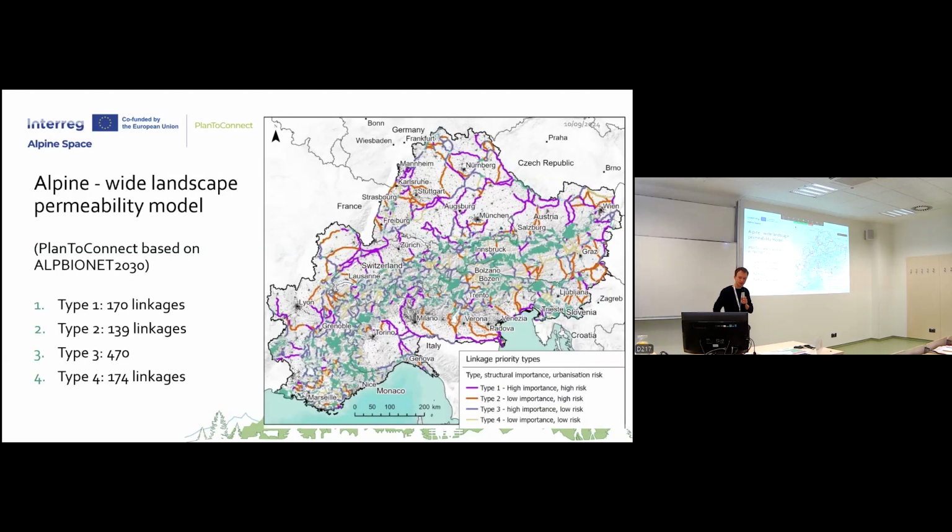And so this would be the overall picture. Here we can see obviously that type 1 and type 2 linkages are mainly located in the outer alpine space because they are threatened by urbanization, while type 4 linkages are more in the inner alpine space.